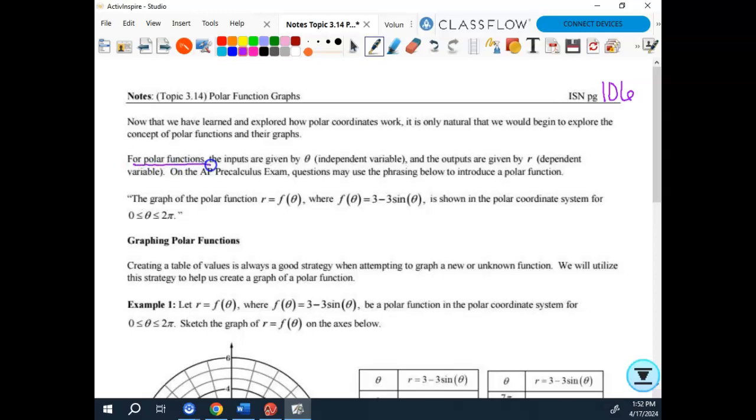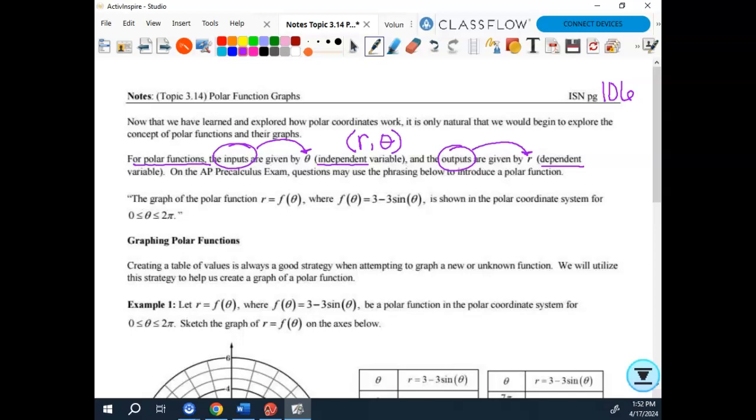And for polar functions, the inputs are given by theta, which is your independent variable. Outputs are given by r, which is your dependent variable. And our ordered pairs look like this, r, theta. So we are used to x, y, where x is your input, y is your output. But with r, theta, theta is your input and r is your output. So they're switched around. Okay? But it really doesn't matter which one you do first. I want you to make sure you think about your input and output and how that works.